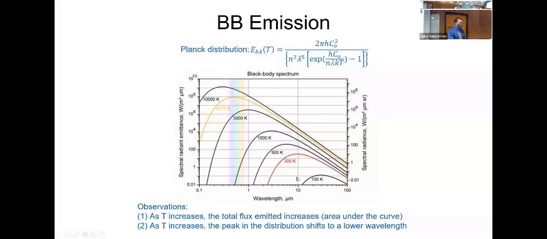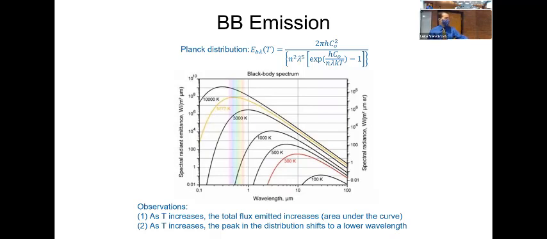And there were 2 important observations to make about Planck's distribution, which is given by this complicated equation up here. One, if you look at the curves as a function of temperature, as the temperature increases, the area under the curve increases. On the next slide, I'm going to show you that we can actually calculate that. But just know that the higher the temperature, the more energy comes out, or the rate at which energy comes out goes up.